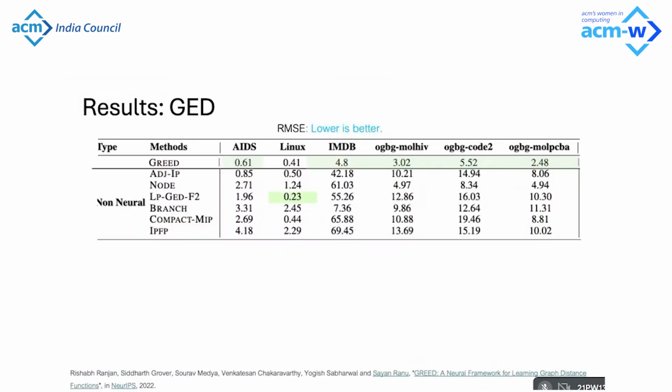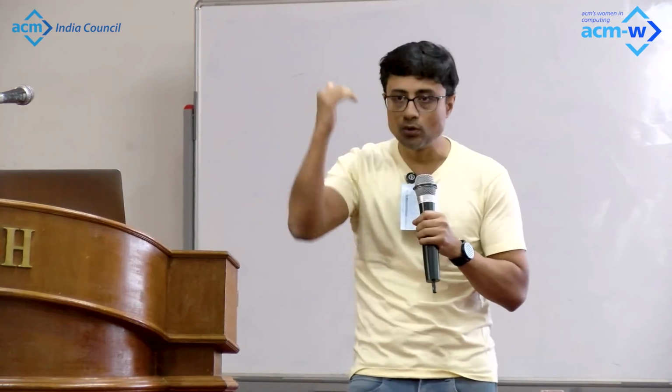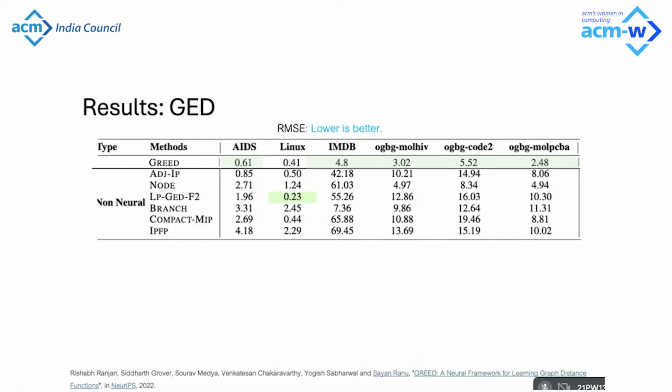So what was the impact, right? Before that, for approximating graph edit distance, you cannot compute it optimally because of the NP hardness. For the non-neural algorithms, the accuracies are shown over here. The accuracies are computed in terms of RMSE, root mean square error. Lower the value, the better it is. Lower means we are closer to the ground truth. And GREED is the technique that we came up with, right? You can see that except for one data set, across all the other data sets, the improvement was there.